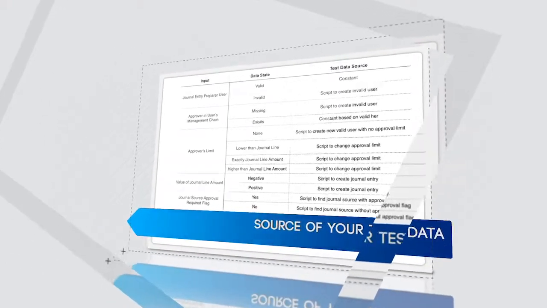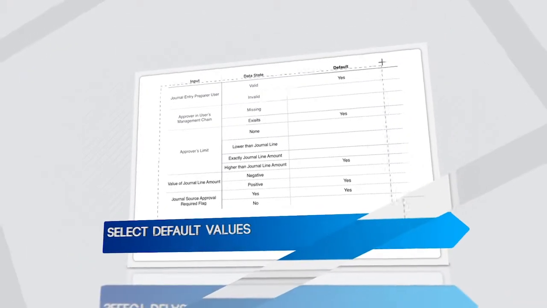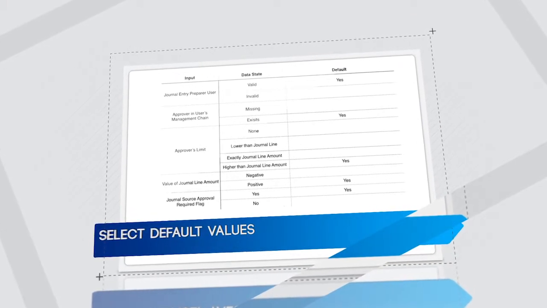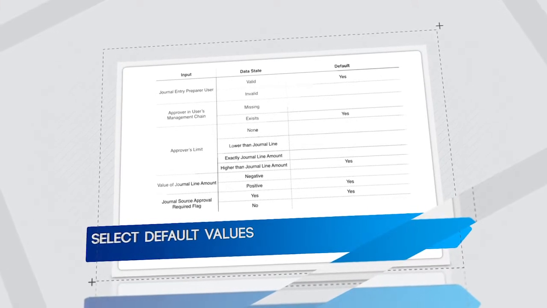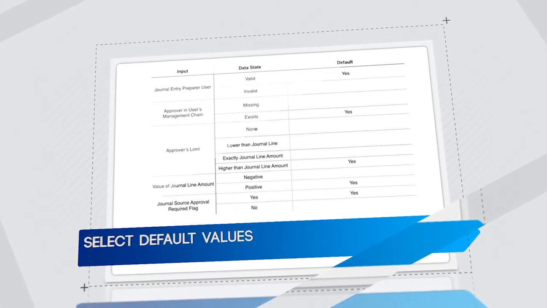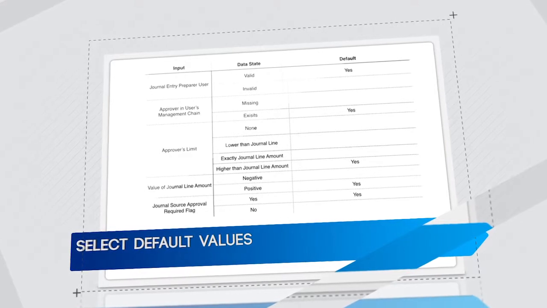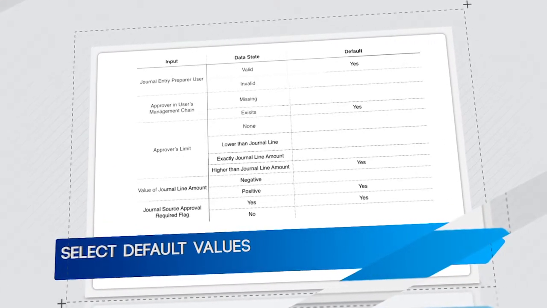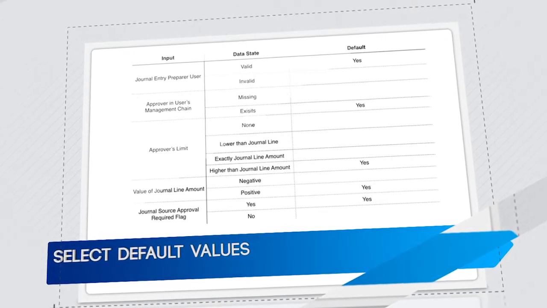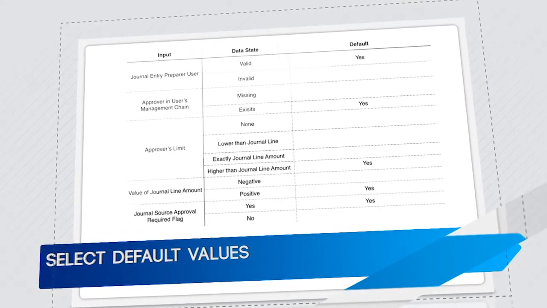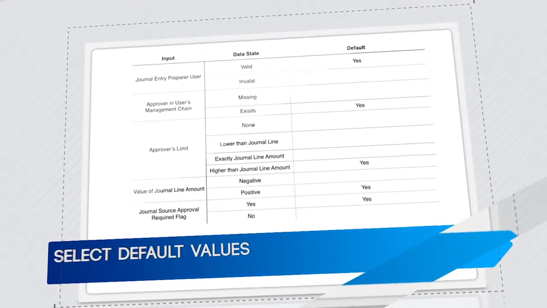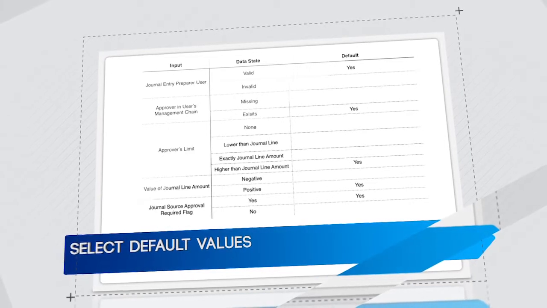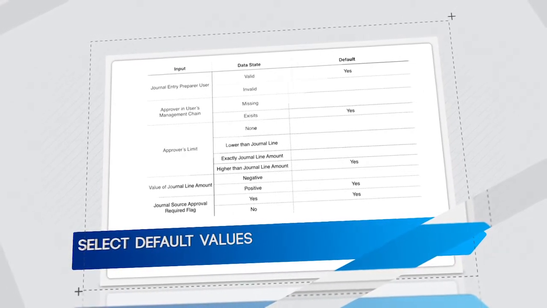Then I looked at, well, what would be the default values? If I wanted this workflow to go through perfectly, I would have a valid user, there would be an approver in the management chain, the approver limit would be higher than the journal amount, the journal line would be positive, and the journal source flag would be required. This is our most likely scenario in production, and we want to test this, so we're going to set these as the default.